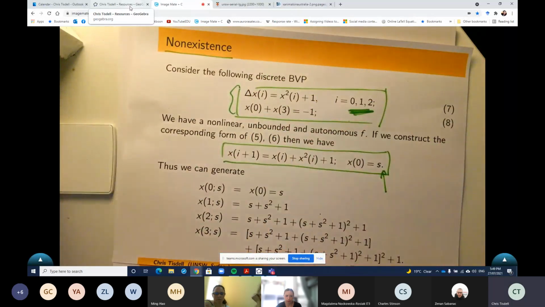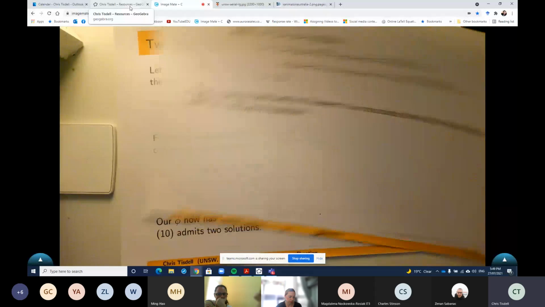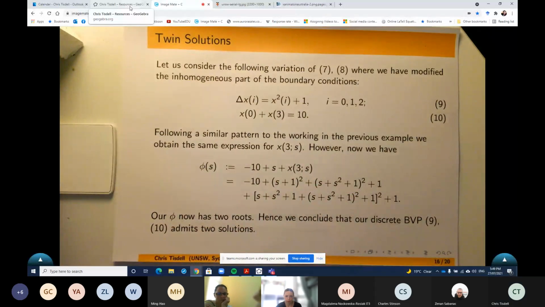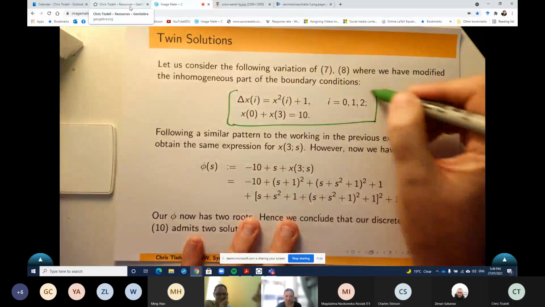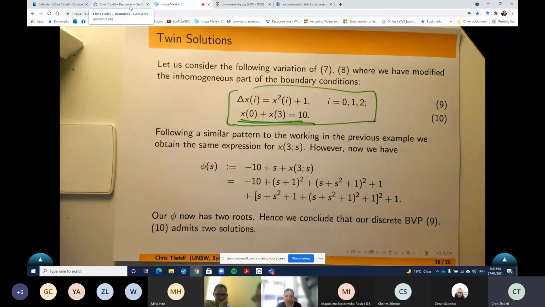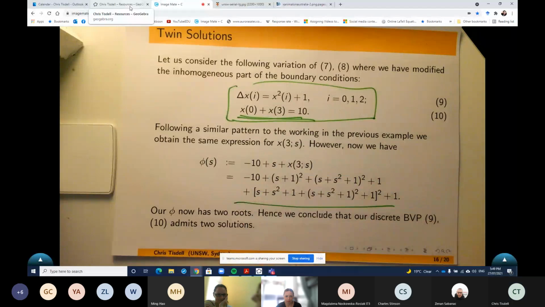Now, of course, you could do this in other ways, but I'm just trying to illustrate the theorem here. So that's one example. What about 2 solutions? Well, I'm glad you asked. Same equation, different boundary conditions. Well, you set up your iteration and you get something like this.